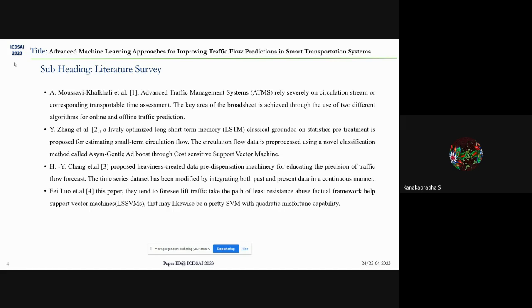The second paper uses cost sensitive support vector machines. In this tool we are using it for classifying, with a method called the gentle AdaBoost method. Here it is mainly used for short-term memory. The third one is used for past and present data in a continuous manner. The fourth one is used for SVM with the quadratic discriminant capacity.